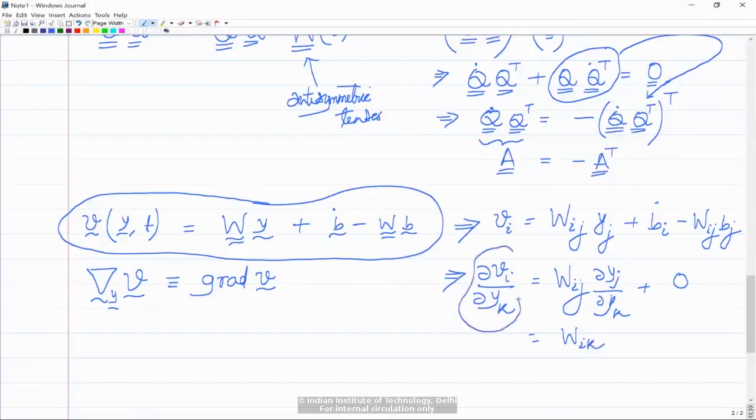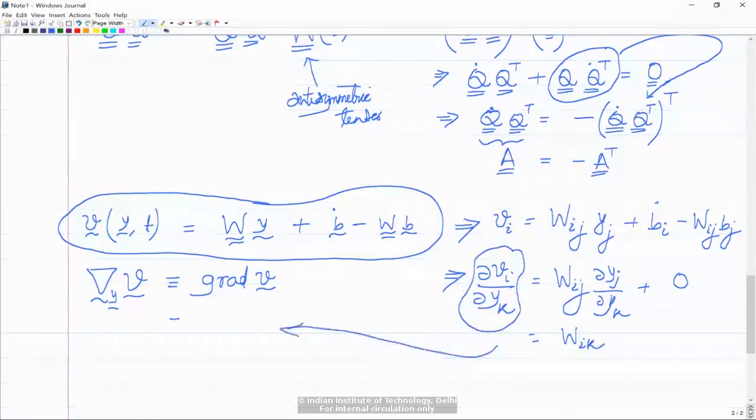And what is this del vi over del yk? Isn't this the component of the gradient of velocity, what we are looking for? So if you put that back here, then what you're getting is W. So what you see is that the Eulerian gradient of velocity is this W, big W.